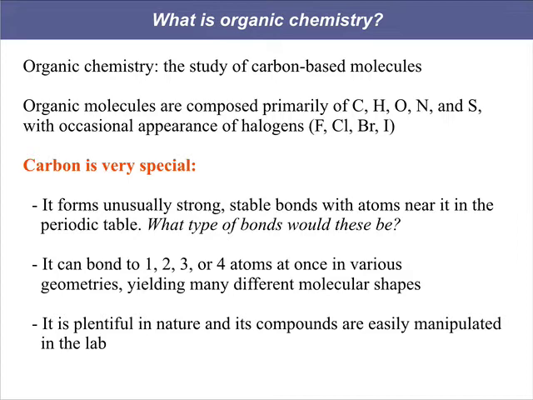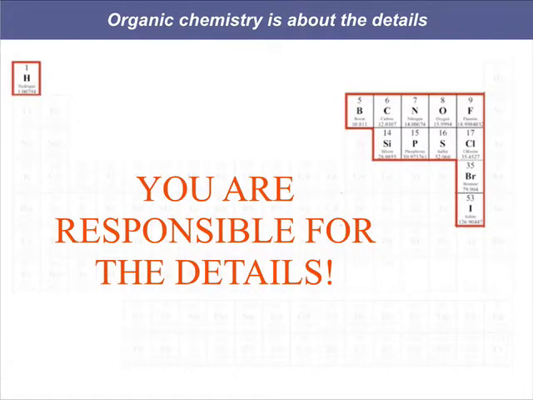It is, of course, plentiful in nature. Its compounds are easily manipulated in the lab. They tend to be stable, which is nice because they have long shelf life. They can be used for things, but they're also reactive enough that we can modify them to our heart's content. So like I said, we're only going to be focusing in on a little kind of corner of the periodic table for the entirety of this class. Anything about metals, the D blocks, the F block, all that stuff, we're just kind of going to ignore for a while.